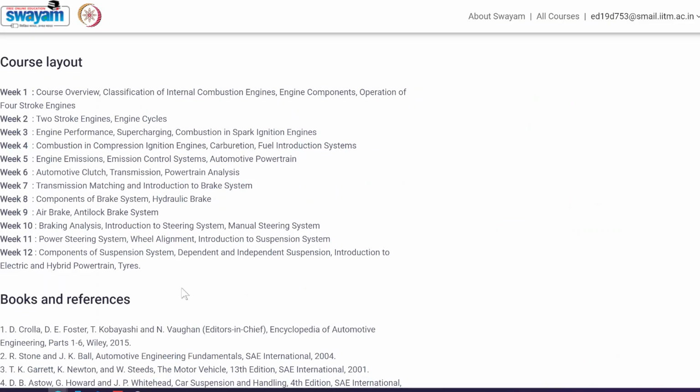Yeah, so next week we will start discussing the introduction to brake system. We'll slowly go through each of those aspects and move on to the anti-lock brake system. We'll also show some research work done at IITM for the brakes segment.